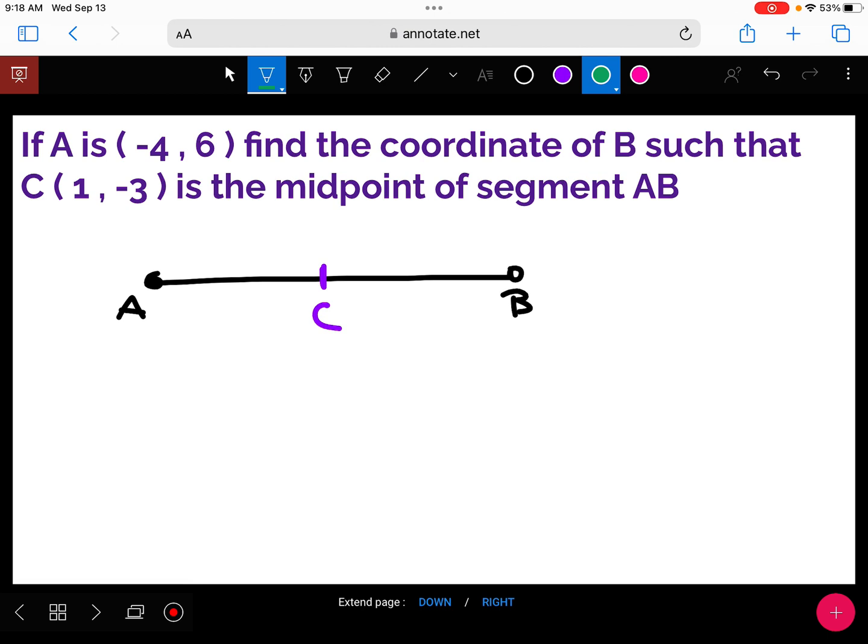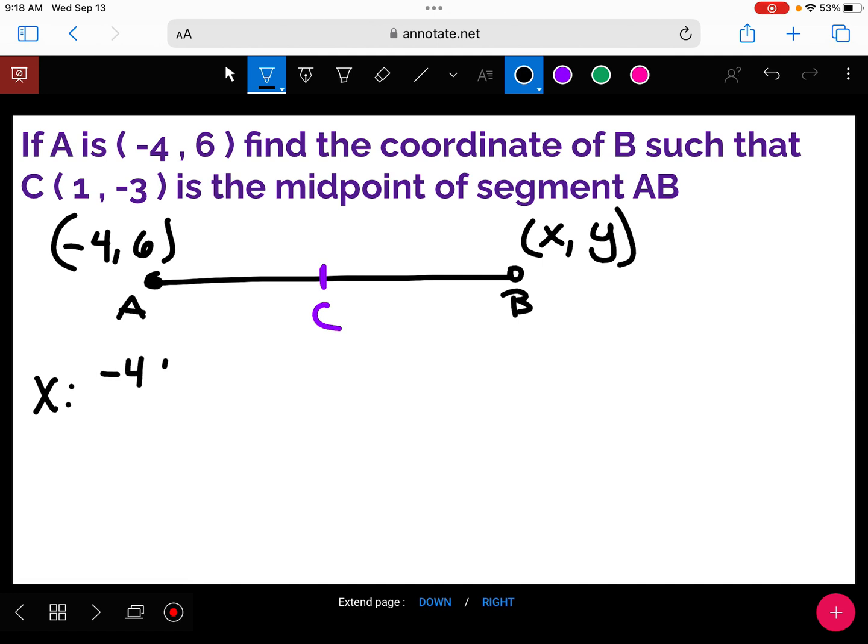So the way we set this up is really, really similar. We remember that the midpoint we do by averaging the 2 points together. We know that A is (-4, 6). B we don't know, so we're just going to call it (X, Y). So to find point C, we would take the X values. So for our X, we do (-4 + X) divided by 2 gives us the X value for C, which is 1.